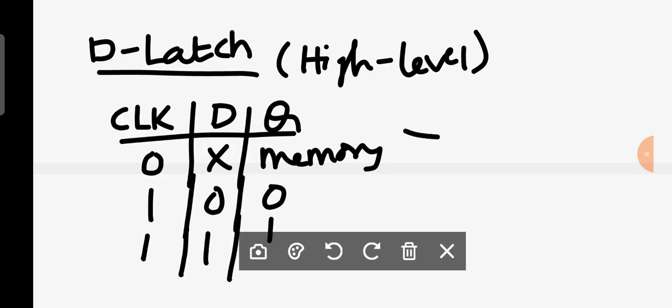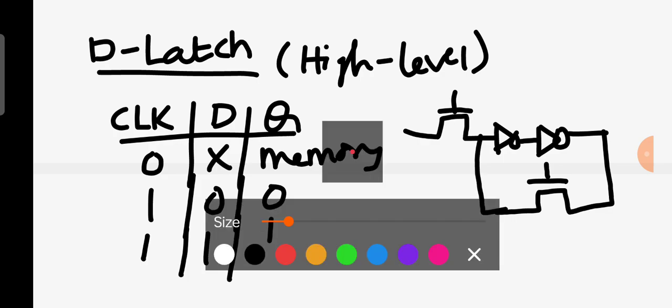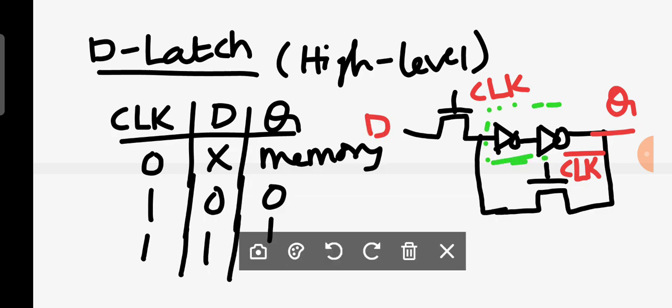Let us consider you are having one PTL here, and I am using a buffer here, that means back to back NOT gates, and I am connecting the same thing here. Now let us consider it is D, and it is your Q. Now let us consider it is a clock and it is a complement of clock. Now you can observe this one. What is this one? Memory.